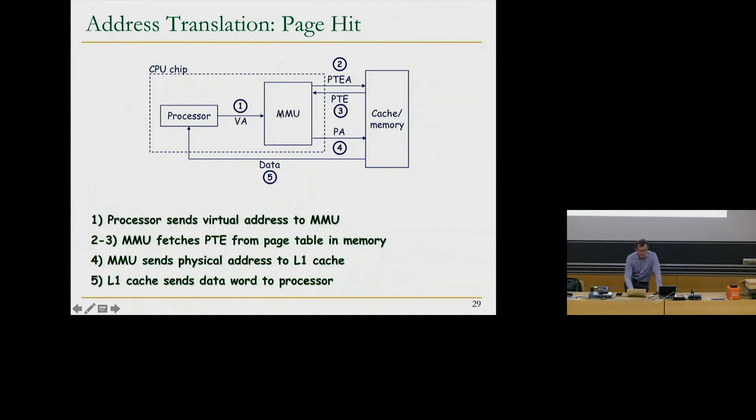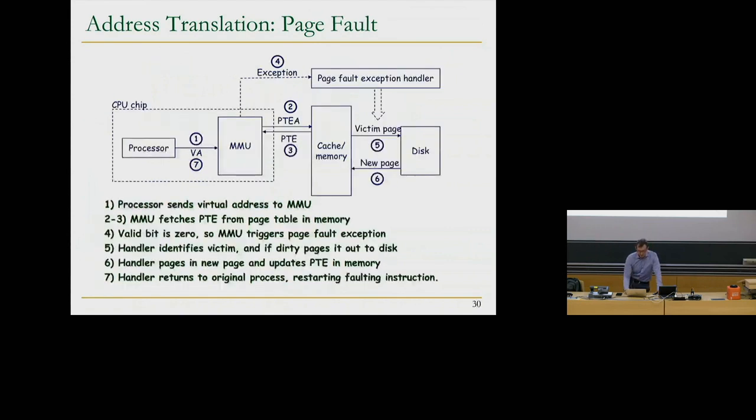Then it quickly gets the physical address and accesses cache and memory with that physical address and brings back the data. Okay? So this is the good case, of course. You get a page hit. If you get a page fault, which means that the virtual page you're trying to access is not in physical memory, then you need to do more. So let's take a look at that case.